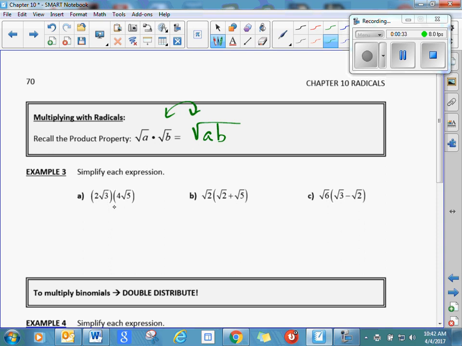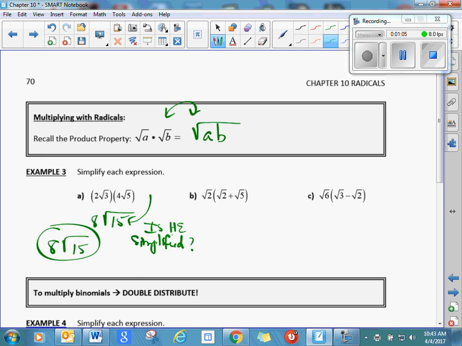So on this one, I am going to take radical 3 and radical 15, treat it like it's A and B up here, and put it together. And I'm also going to multiply the factors that are on the outside of the radical sign as well. So I end up with 8 radical 15. Now my next question to myself is about this guy right here. Is he simplified? Because sometimes when you multiply these together, you're going to end up with something that can be simplified further. Not in this case. 15 doesn't have any perfect squares.